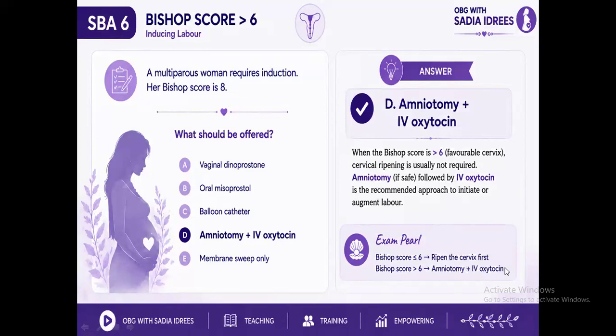So here is a line I want you to be able to say almost automatically: 6 or less, ripen. More than 6, ARM plus oxytocin. And one worth remembering, NICE says the woman may choose to have amniotomy and delay starting oxytocin, but counsel that this may mean labor takes longer and may increase the risk of neonatal infection. That little line is exactly the sort of detail that can become a future question in your exam.